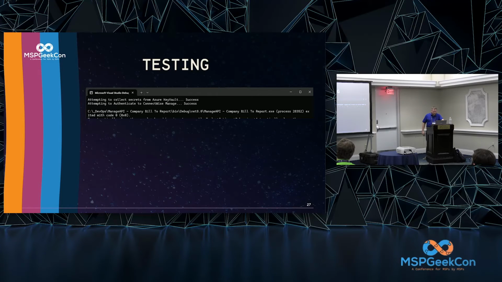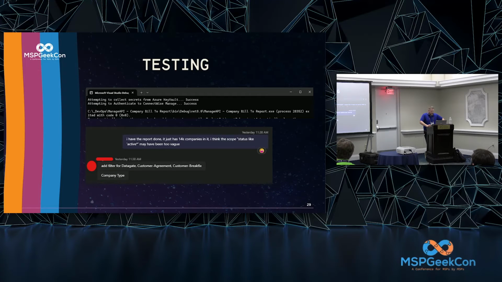But we have a problem. We have 14,000 companies in my CSV. Our scope was too broad. We have 14,000 companies that are active, or a form of the word active. So he came back and gave me some more filters to look at. Anybody who's got the type data gate, customer agreement, customer break fix.